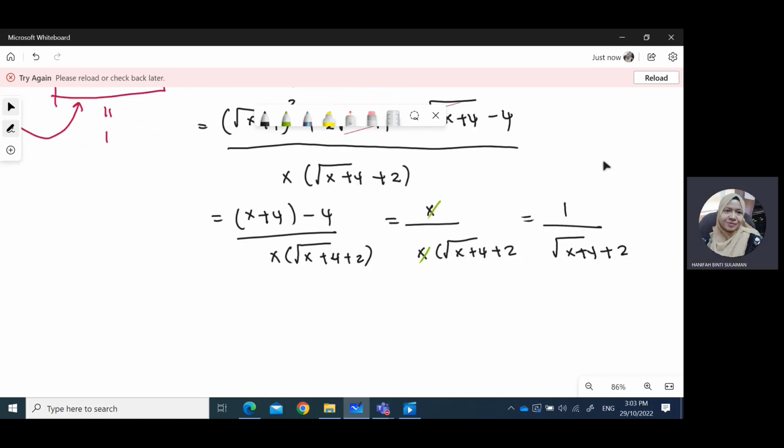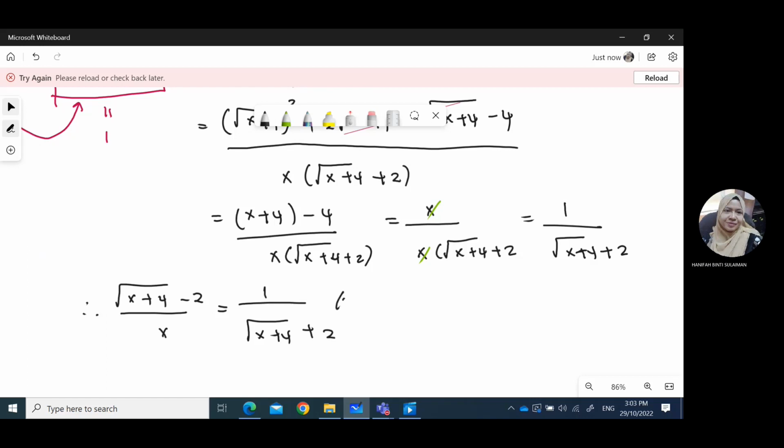Hence we can say that after we rationalize the numerator, square root x plus 4 minus 2 over x is equivalent with 1 over square root x plus 4 plus 2. So this is the answer.